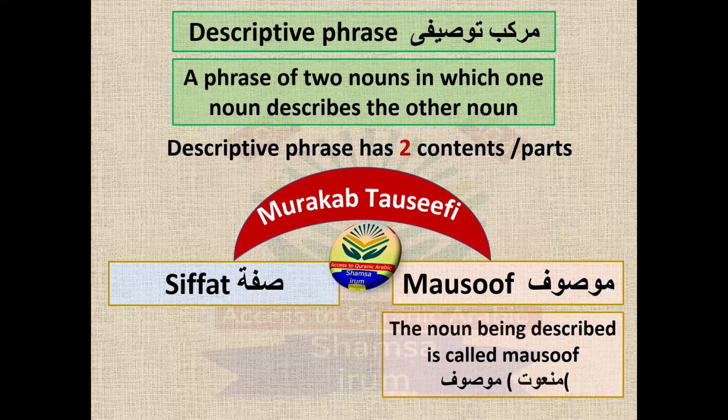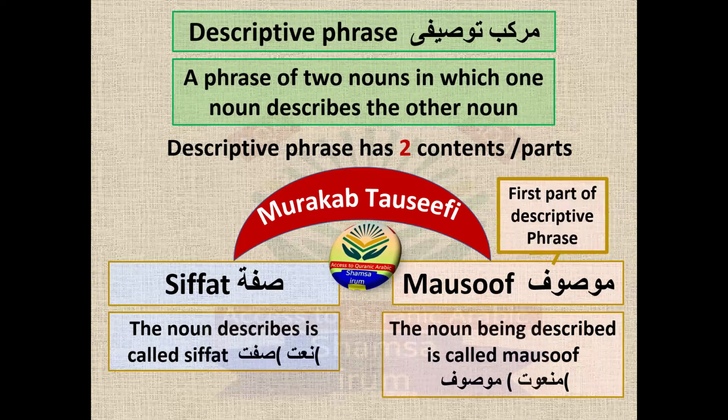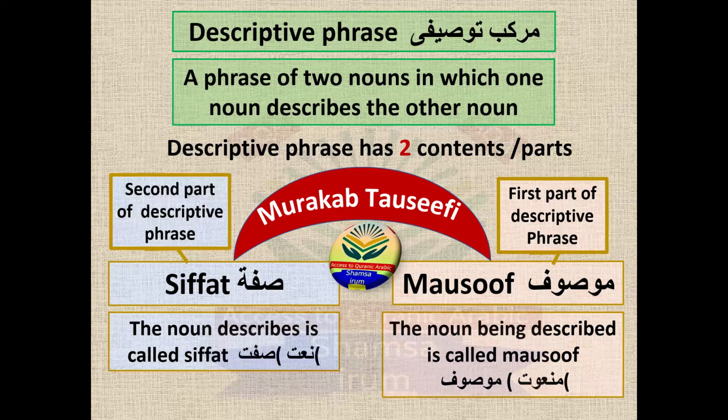And what is a Sifa? The noun that describes is called Sifa. You can also say it Naat, but I will use this word Sifa, okay, or Sifat. Sifat we use in our Urdu language, so Sifa is best. All right. So Mausuf and Sifa, they are both parts of the Murakab Tauseefi. So Mausuf is the first part of the descriptive phrase, and the Sifa is the second part of the descriptive phrase.